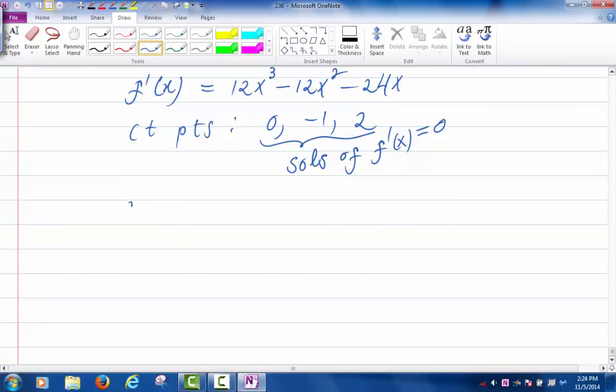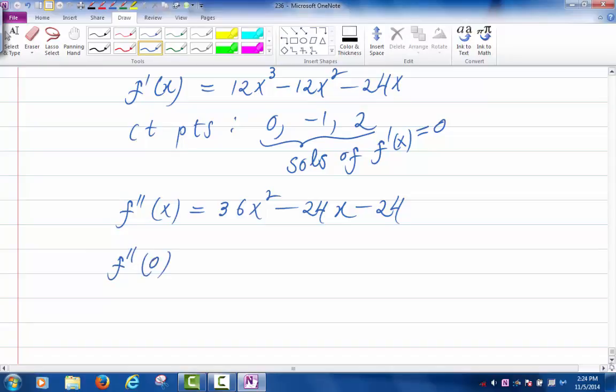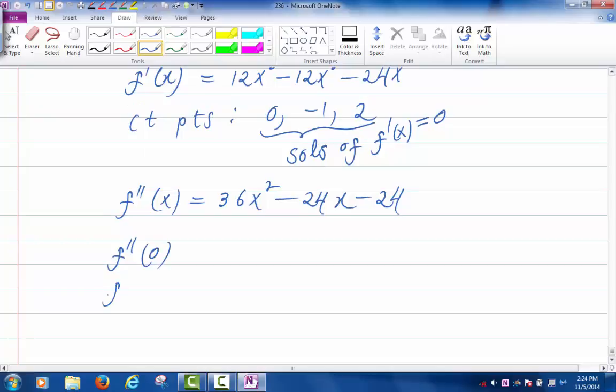And what's the second derivative in this case? The second derivative is given by 36x squared minus 24x minus 24, right? So that's the second derivative. So how do I decide whether I have a local max or a local min at each of these critical points? Well, very simple. You evaluate the second derivative at each of the critical points. So you calculate f double prime of 0, f double prime of -1, f double prime of 2.